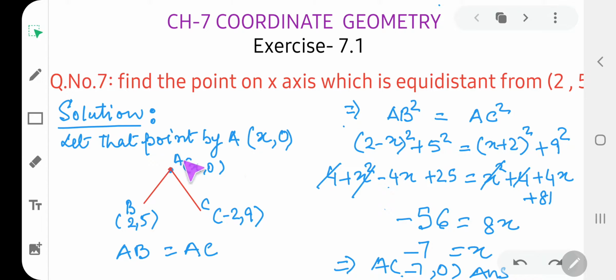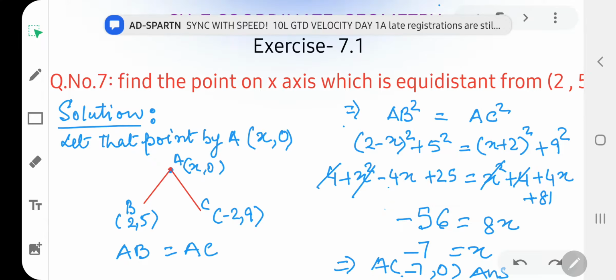Now he is giving that these 2 points are equidistant from A. Therefore it is given to us that AB is equal to AC. Now we will apply distance formula, and you know that distance formula involves square root sign over it. So to get rid of that square root sign, I will square both the sides, and it will become AB square is equal to AC square.